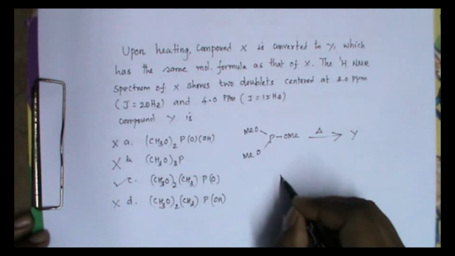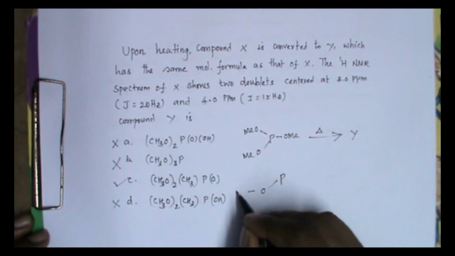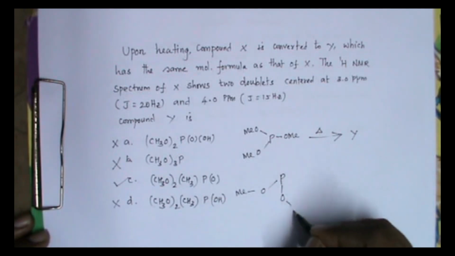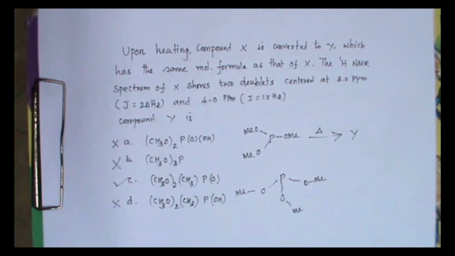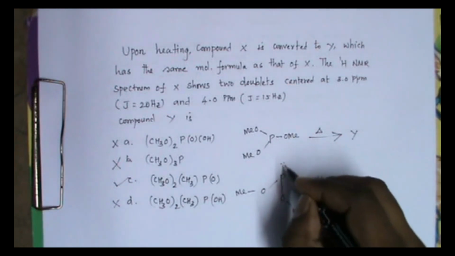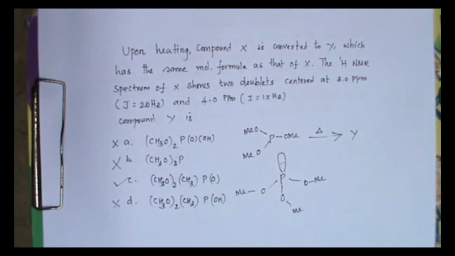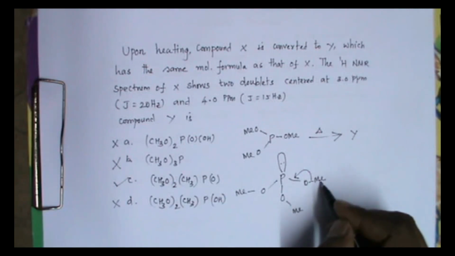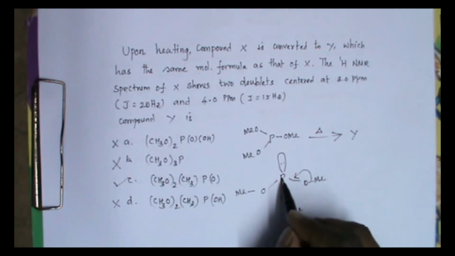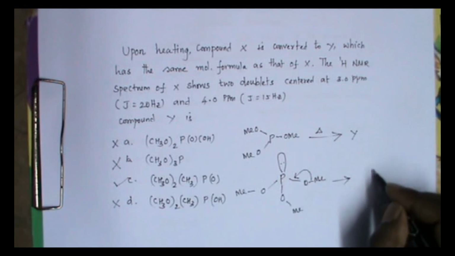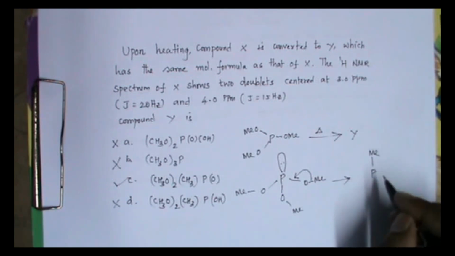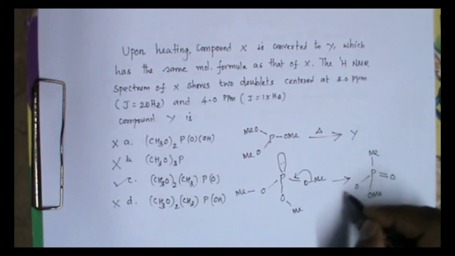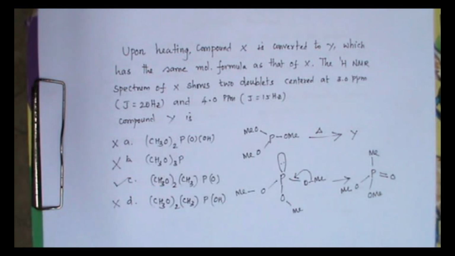Let us go for the reaction that takes place upon heating. This is trimethyl phosphite. The geometry is tetrahedral. Upon heating, this bond breaks here. This will become Me plus. That Me plus will be added to phosphorus. What we get is P, here methyl. We will get a double bond O here, OMe and OMe. What we get is a phosphonate.